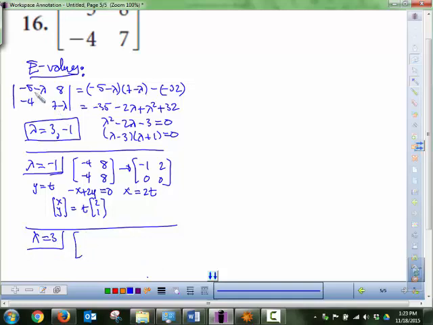Again, we start off with our A minus lambda I. Lambda is equal to 3, so negative 5 minus 3 is negative 8, and this is 8, this is negative 4, and 7 minus 3 is 4. All right, so do what you need to do to reduce this. I'm going to go with negative 1, 1, and 0, 0.